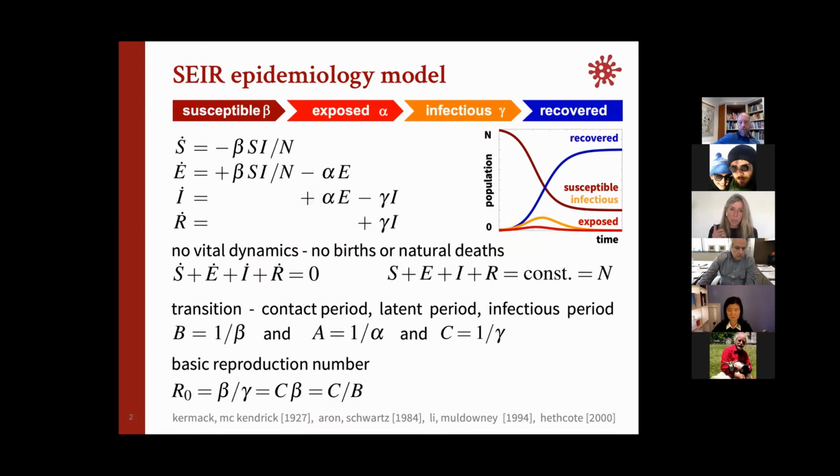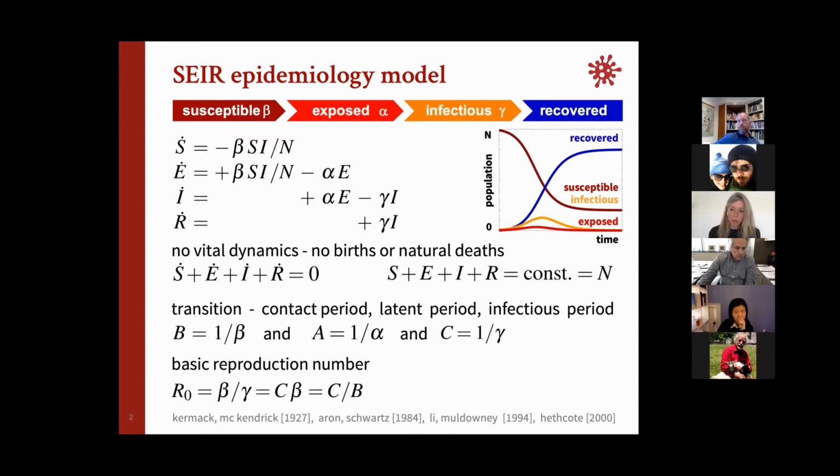So that's the contact period. That's how people come into contact with one another. The latent period. So that's for people that don't yet show symptoms and are not yet infectious. And then the infectious period is when people can infect one another. And the ratio between the contact period and the infectious period is what we all know as the reproduction number.